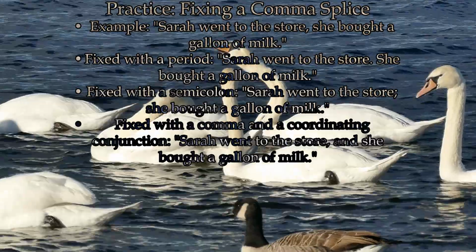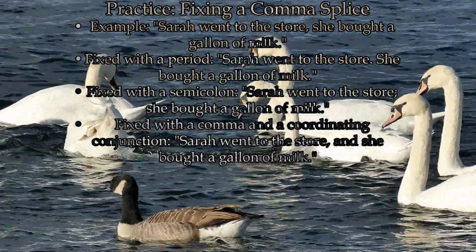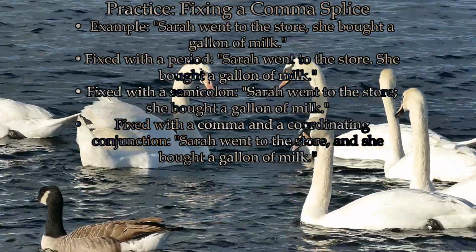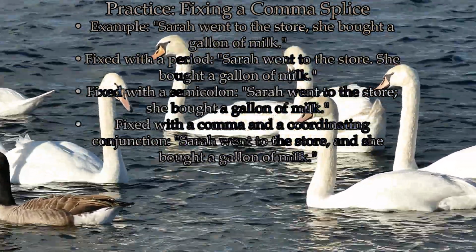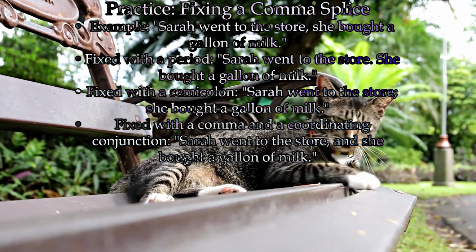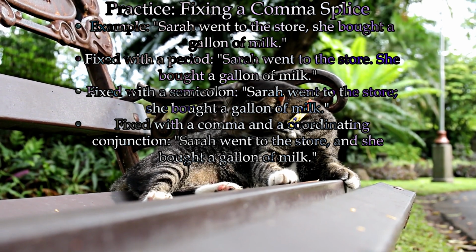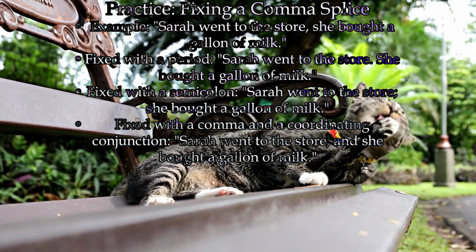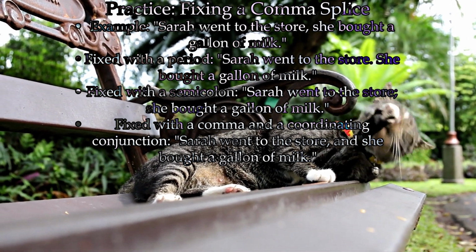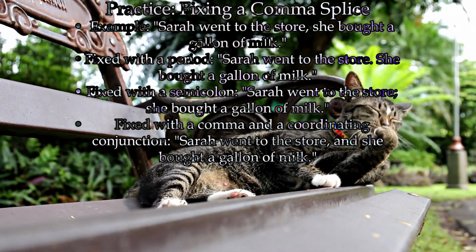Let's practice fixing a comma splice together. Consider this example. Sarah went to the store, she bought a gallon of milk. Fixed with a period. Sarah went to the store. She bought a gallon of milk. Fixed with a semicolon. Sarah went to the store; she bought a gallon of milk. Fixed with a comma and a coordinating conjunction. Sarah went to the store, and she bought a gallon of milk.